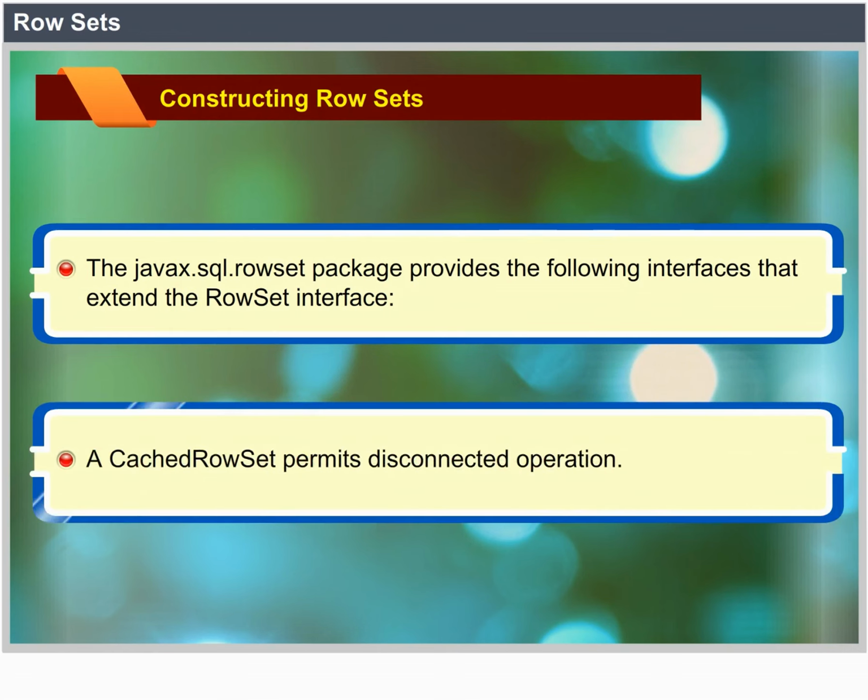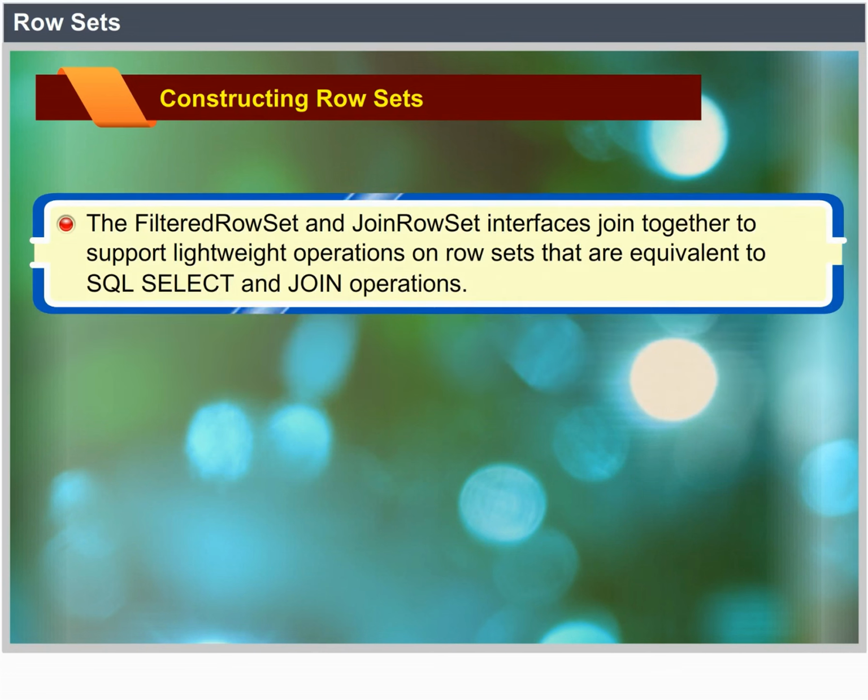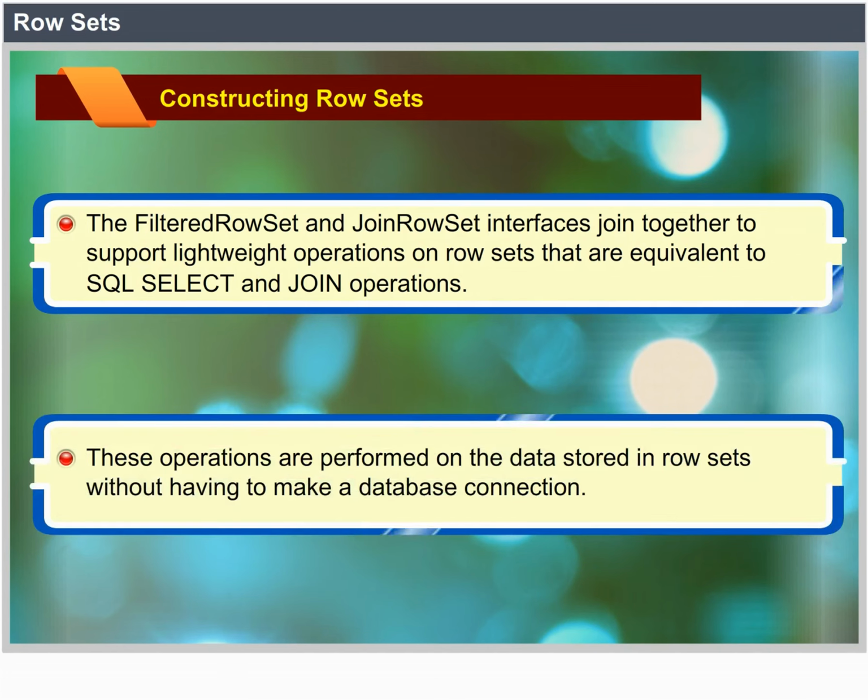A CachedRowSet permits disconnected operation. A WebRowSet is a CachedRowSet. It can be saved to an XML file. The XML file can be transferred to another tier of a web application where it is opened by another WebRowSet object. The FilteredRowSet and JoinRowSet interfaces support lightweight operations on row sets that are equivalent to SQL select and join operations. These operations are performed on the data stored in row sets without having to make a database connection.